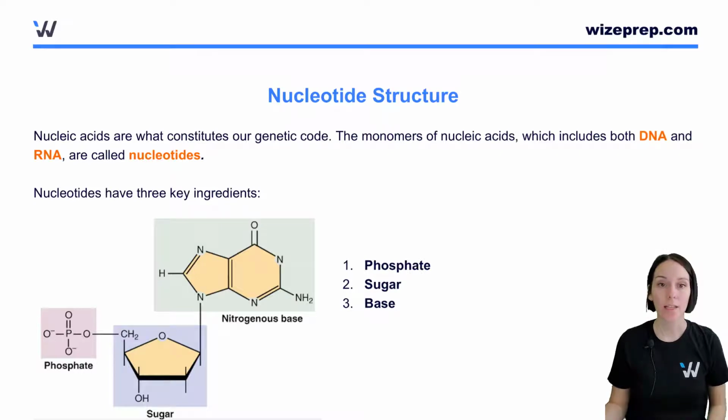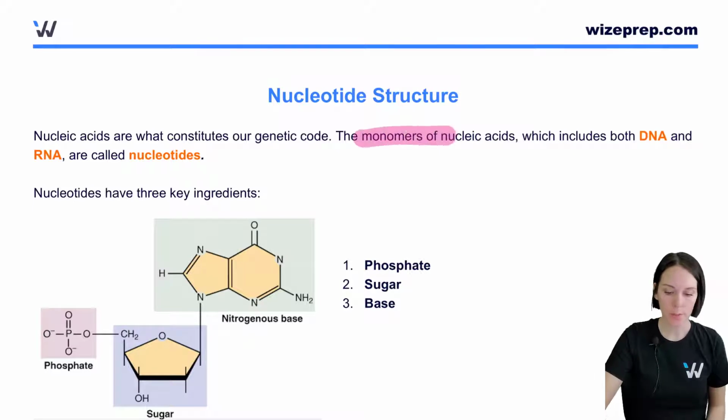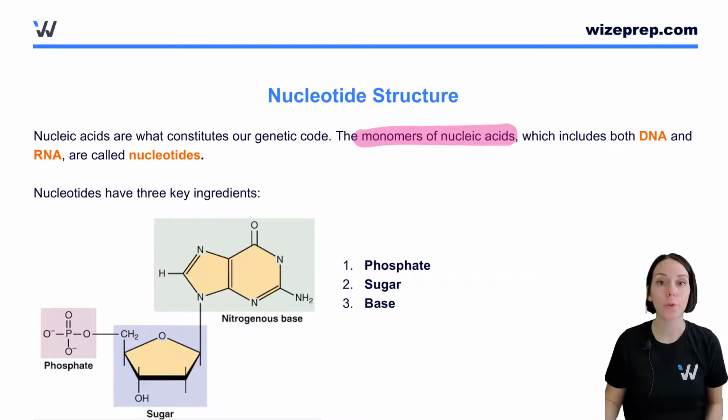Nucleic acids are a high-yield topic on the MCAT, and in order to understand important concepts like transcription and translation and DNA replication and cell division, it's really important that we understand the basic structure of a nucleic acid. And so we're going to start by talking about the building blocks of nucleic acids, or the monomers, which are nucleotides. So nucleotides are the monomers of nucleic acids, which include both DNA and RNA.